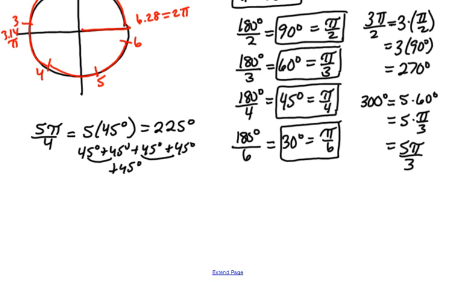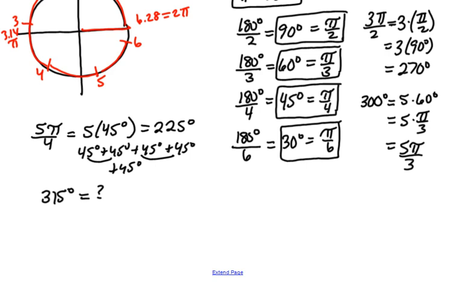I'm telling you this because I'm not going to allow you to use a calculator on this, so you have to be able to think of these numbers in terms of things you can do in your head or multiply easily on paper. Now what if I said 315 is equal to how many radians?